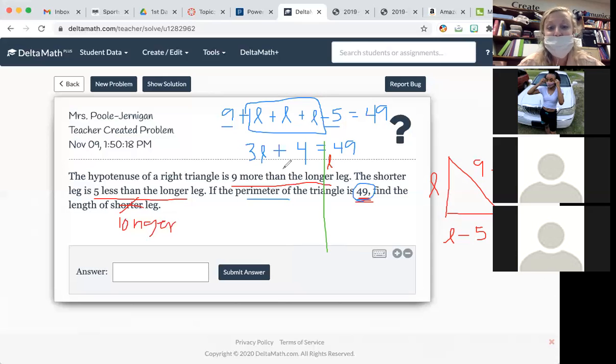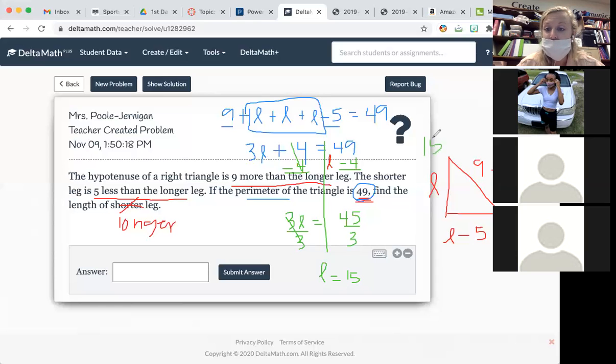Subtract 4 from both sides. Good job. Subtract 4. 49 minus 4 is what, y'all? 45. Okay. So 3L equals 45. So what should that L equal? How do I get the L by itself? Divide by 3 on both sides. Good. So what is 45 divided by 3? 15. Very good. So the length of the longer leg should be 15.